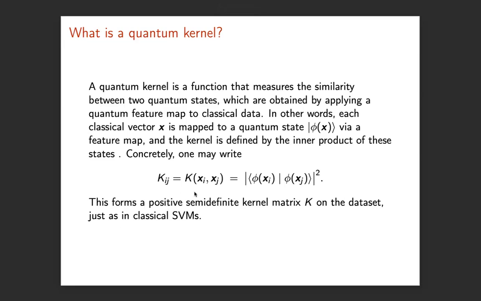So the quantum kernel is a function that measures the similarity between the two quantum states, which are obtained by applying a quantum feature map to classical data. In other words, each classical vector is mapped onto a quantum state phi of x via the feature map, and the kernel is defined by the inner product. This forms a positive semi-definite kernel matrix on a data set, just as we had in the classical support vector machines.